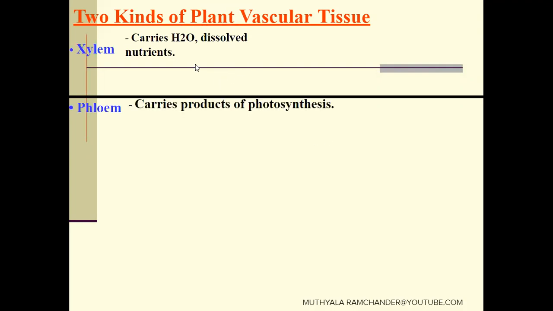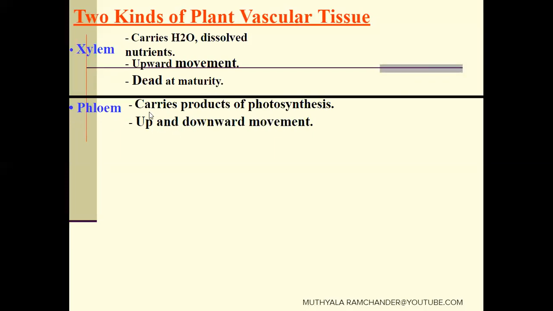Xylem carries water and dissolved nutrients to all parts of the plant. Phloem carries products of photosynthesis, like starch or organic solutes, to all parts of the plant body. Xylem transports water and nutrients in an upward direction only. And xylem cells are dead at maturity. Dead at maturity means they don't have any cytoplasm at the maturity stage.